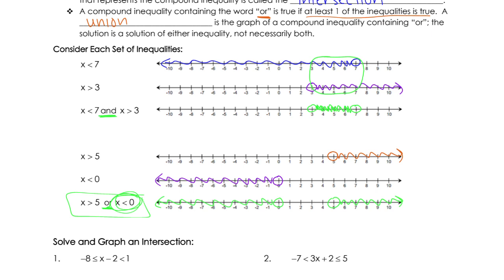Now, the only ones that would not be solutions would be 1, 2, 3, or 4. And actually 0 and 5, since the circle is not filled in, and then any of those decimals in between. So obviously there's a lot of potential answers that would not work, but the graph helps you see very clearly which solutions would work and which ones would not work.